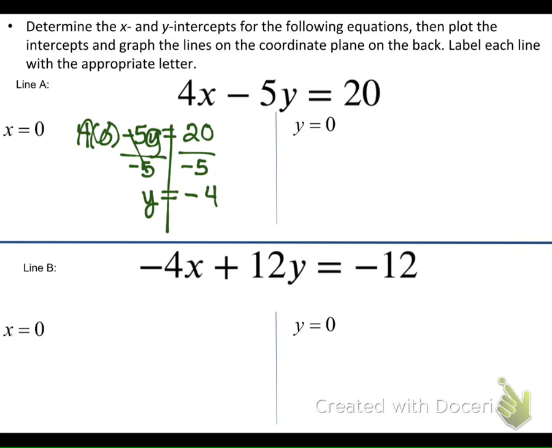Not quite done yet, though. Now I need to make my ordered pairs. What was my x value? 0. And then what is my y value? And then I'm going to box that because that's the first part of my answer.